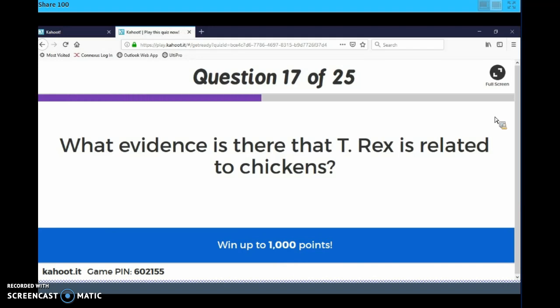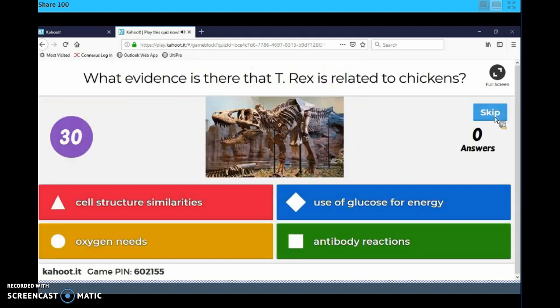What evidence is there that T. rex is related to chickens? Now, T. rex is a reptile, definitely, and chickens are birds. Reptiles and birds are very closely related. They both have the claws. The feathers are very similar to the scaly skin of a reptile. On the claws, the birds have some scales as well, so that's another way they're similar. But birds and reptiles are very similar and closely related, which is what this question is about.